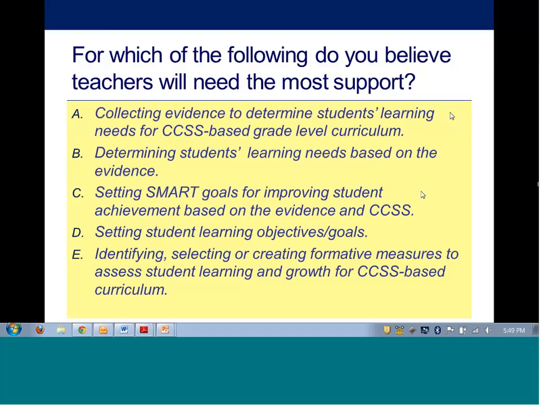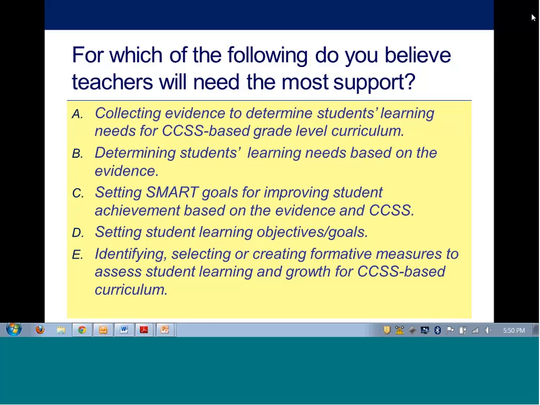All right, let me post those results so that you can see them. And interestingly enough, we do have a couple of areas where the bulk of you felt teachers were going to need a lot of support or more support. And those were 40% of you felt that teachers would need the most support in identifying, selecting, or creating formative measures to assess student learning and growth for Common Core-based curriculum. And I also see that as a huge need. The second piece to that was setting those SMART goals for improving student achievement based on that.